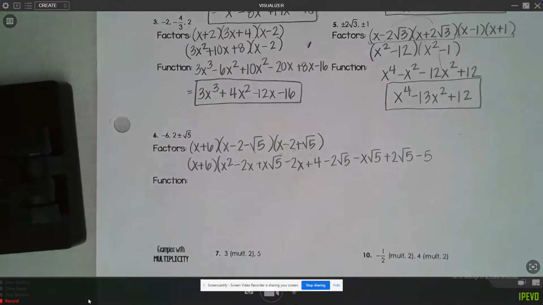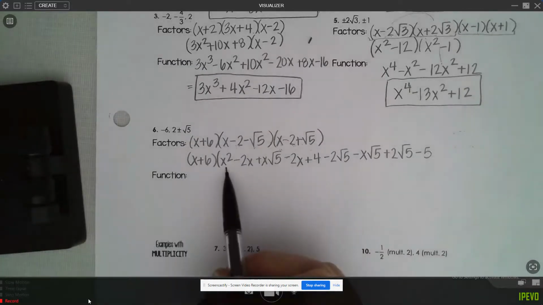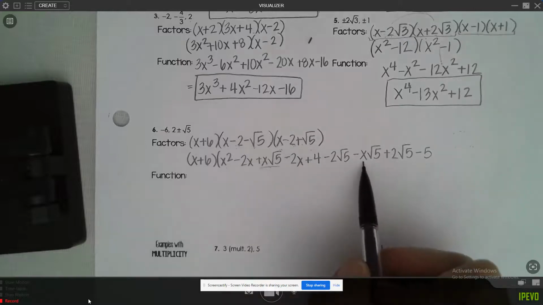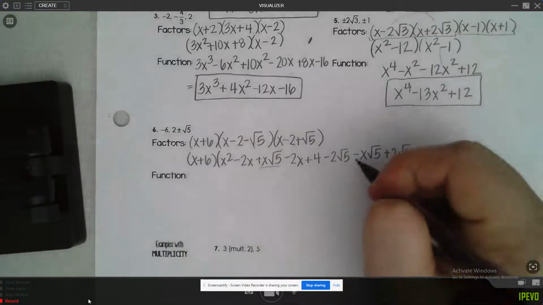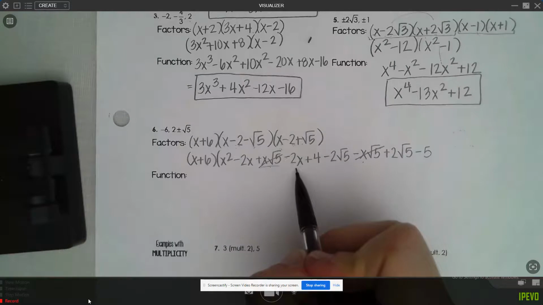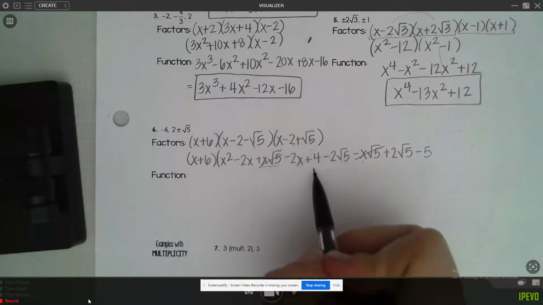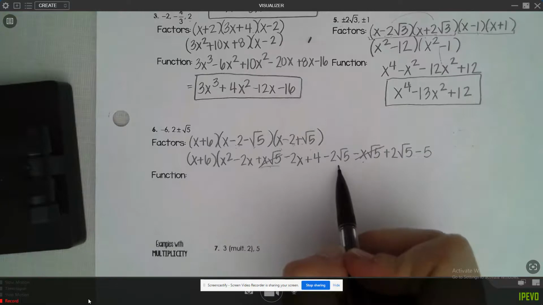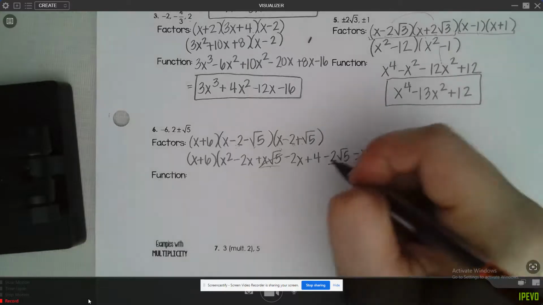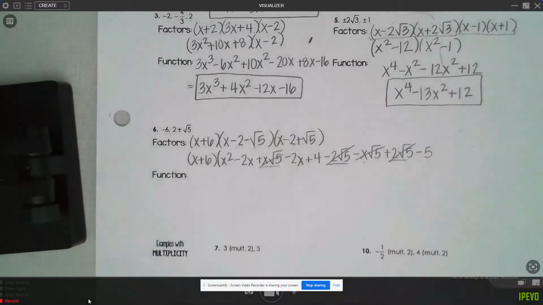Now, before you start freaking out, anything that has a radical should cancel. So no radical, yes. No radical, yes radical. This is a positive x radical 5. Well, what do you notice here? There's a negative x radical 5. Those cancel. Does this have a radical? How about this? So negative 2 radical 5, and looky here. Positive 2 radical 5. Those cancel, and the negative 5 is left over.